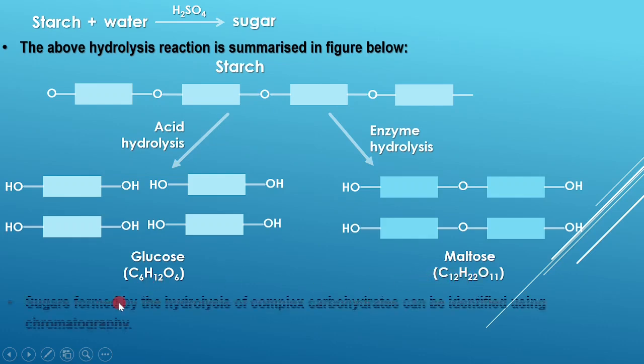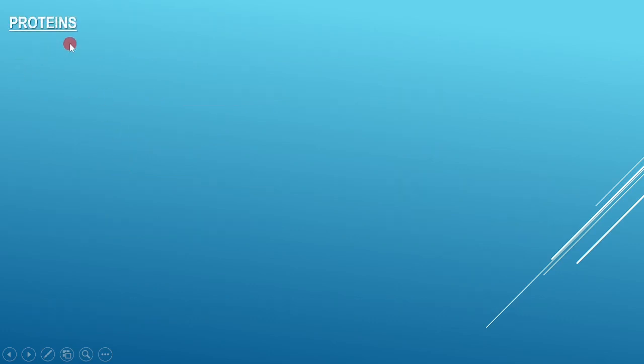Then we can move on. We are saying sugars formed by the hydrolysis of complex carbohydrates can be identified using chromatography. So these sugars that can be formed from hydrolysis of starch can be identified using chromatography. All right. Then we move on to proteins.